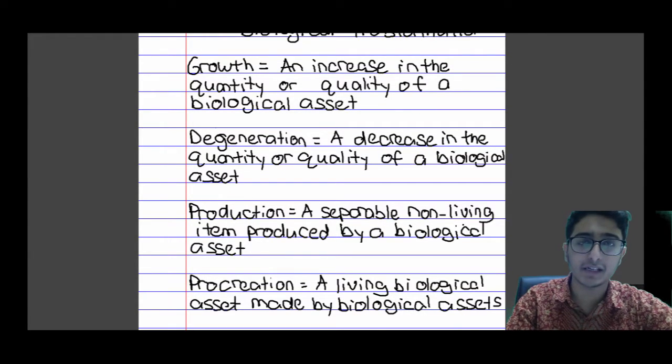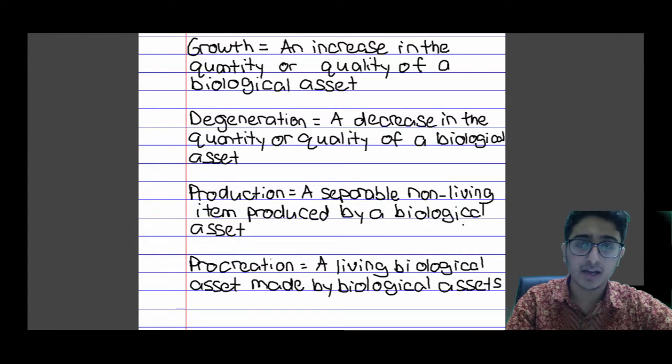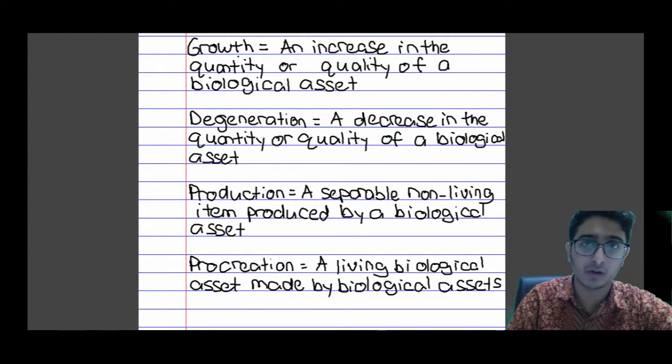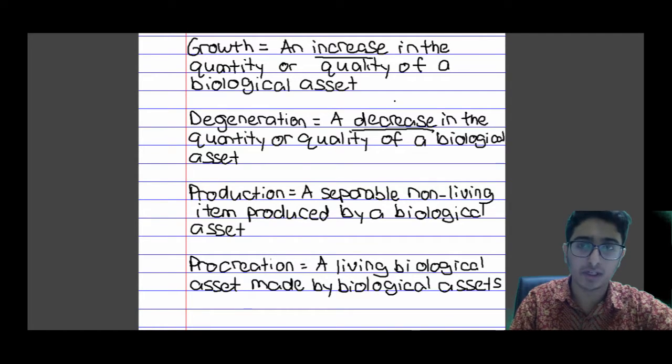Growth means there is an increase in the quantity or quality of a biological asset. Say if my cow now becomes fatter, this means it has more meat. This is what I call growth. Degeneration is the opposite of growth. This is a decrease. Remember, growth is increase. Degeneration is talking about a decrease in the quantity or quality of a biological asset. Say if my cow is now becoming old or becoming thinner, this means that now my meat is less. This is what I call degeneration.